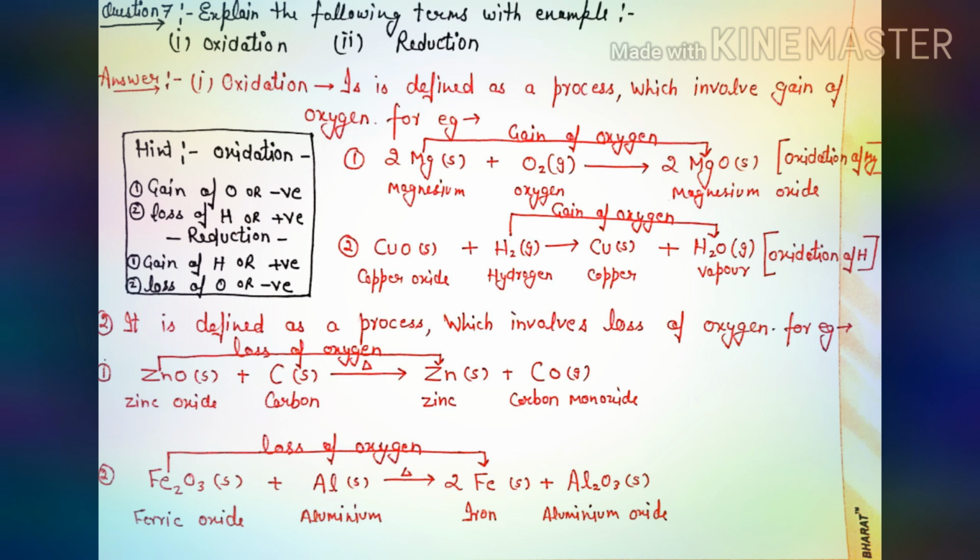Second part, reduction is defined as a process which involves loss of oxygen or any other electronegative species, or gain of hydrogen or any other electropositive species. For example, in the first example, zinc oxide loses oxygen, so it is reduced, and in the second equation, iron gains electrons, so it is also reduced.